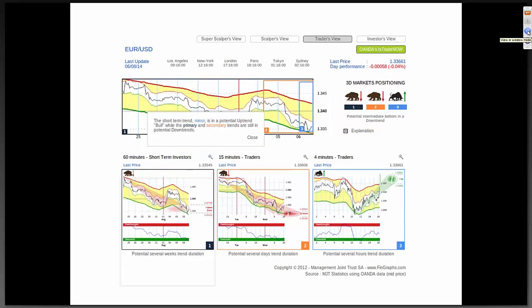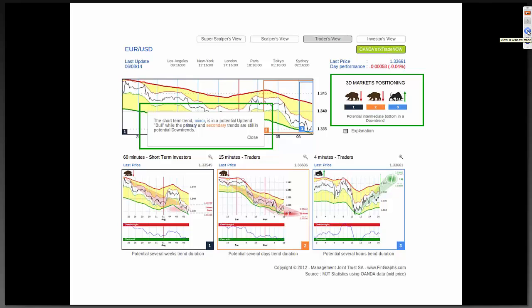Let's look at the trader's view. So we were on the investor's view previously, now we're moving to the trader's view. The 60-minute chart is in a bear and a potential downtrend. The 15-minute chart is in a bear and a potential downtrend. And the 4-minute chart is in a potential bull, potential uptrend. The 3D positioning box is labeled potential intermediate bottom in a downtrend. I'll move on in a few minutes to explain the targets.